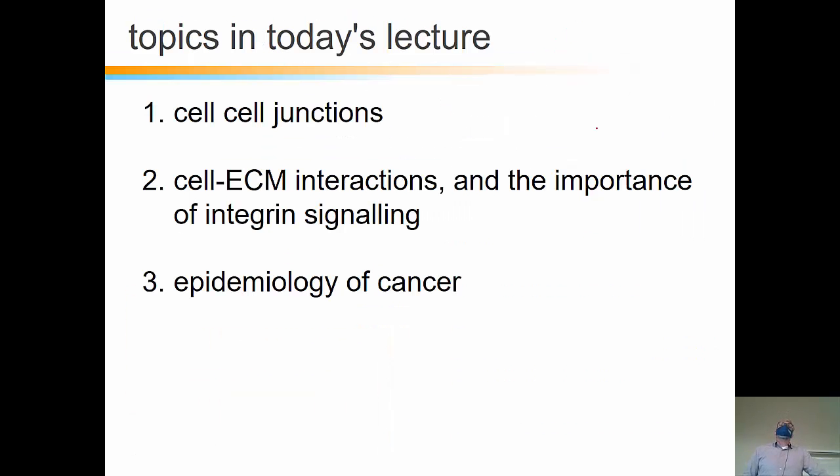And so today what we're going to look at is cell-cell junctions. And this is going to start tying in to things we talked about really early in the course. We're going to look at cell extracellular matrix interactions as well, and the importance of something called integrin signaling. And finally, we're going to introduce our last topic, which is cancer, and we're going to talk a little bit about epidemiology in terms of that.